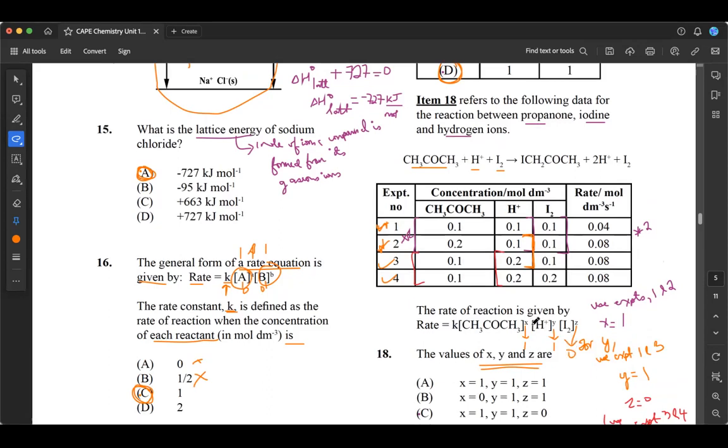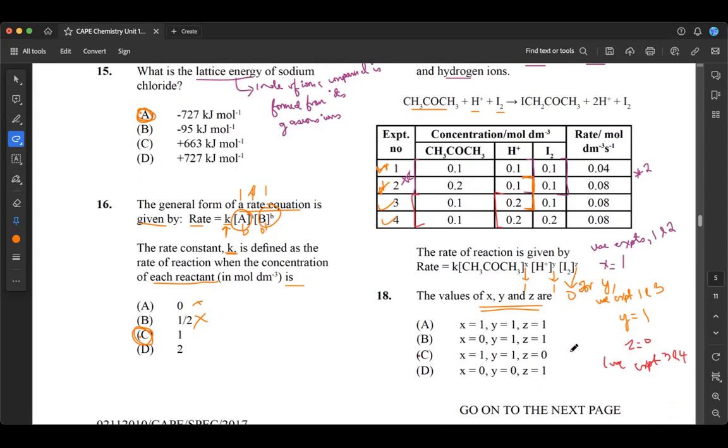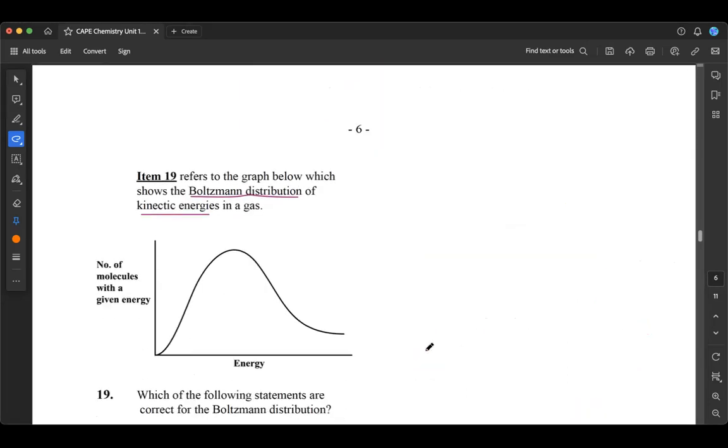And so my values for X, Y, and Z would be 1, 1, 0. So let's look for that, and we see that that's C. Okay? So the answer for 18 here is C. All right? So moving along now to question 19.